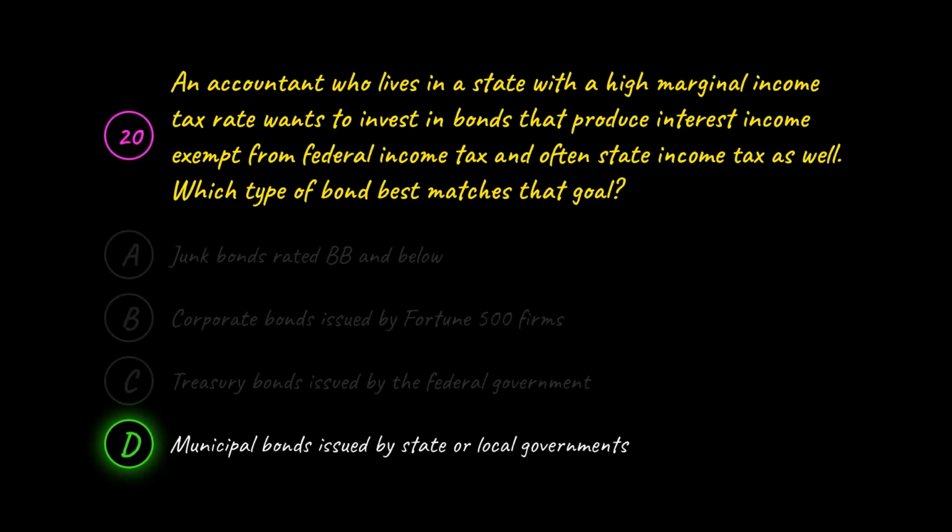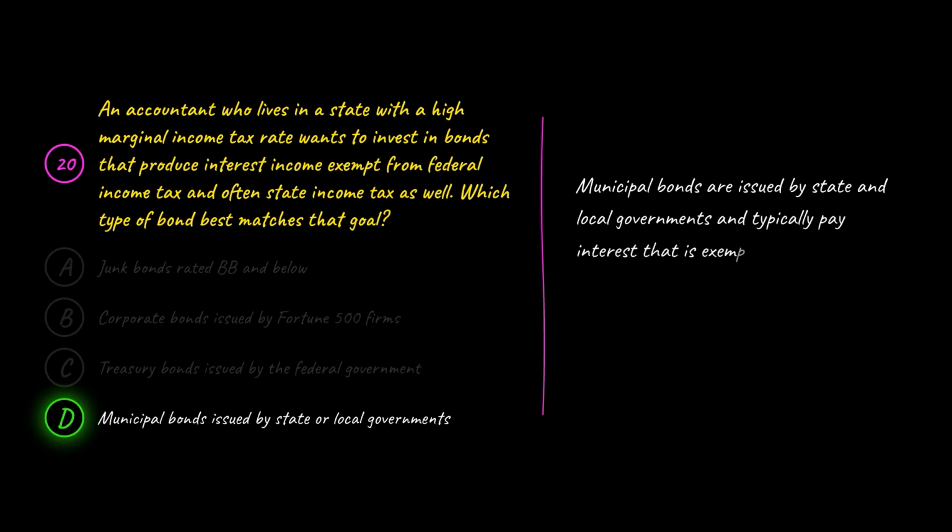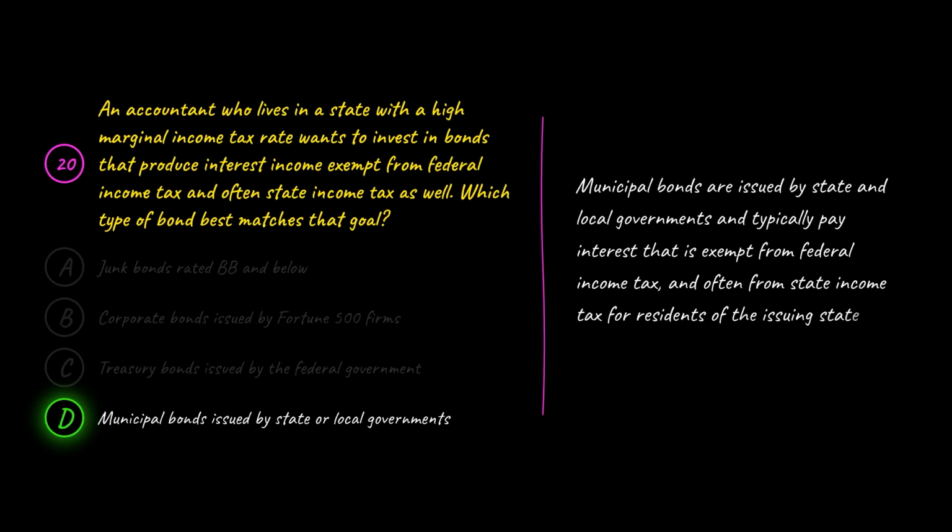The correct answer is D. Municipal bonds issued by state or local governments. D is correct because municipal bonds are issued by state and local governments and typically pay interest that is exempt from federal income tax and often from state income tax for residents of the issuing state. They are designed to be attractive to investors in higher tax brackets.